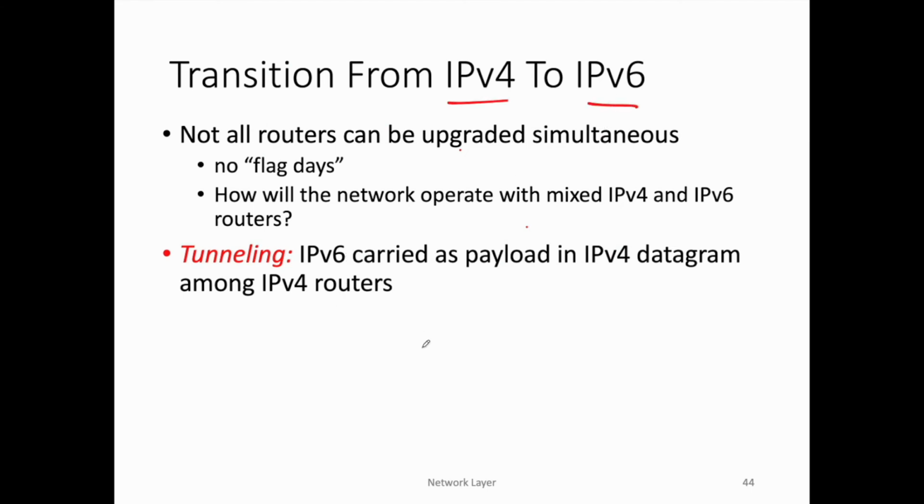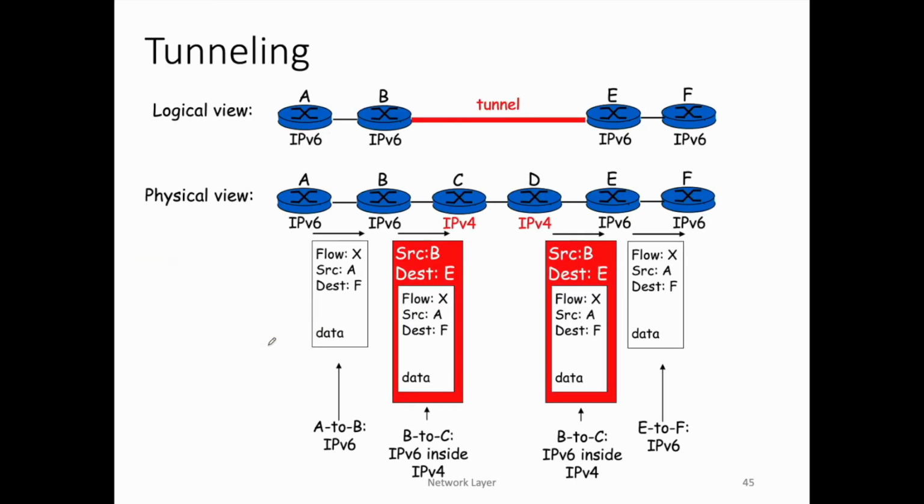One is tunneling, right? We'll see in a minute. And the second is to have dual stack. Right, so let's try to understand how we can make a transition using either tunneling or the dual stack. So in dual stack, what happens is that this router B is dual stack, and can operate on IP version 4 as well as IP version 6.